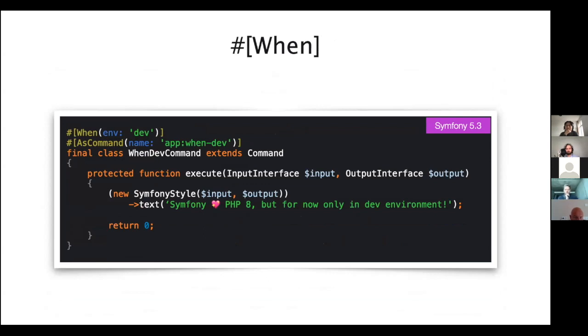The next thing is the When attribute, which is something you can use to define if some service or some configured service should be available in a specific environment. So here, for example, you see that this command is only registered, only configured for the dev environment. So in case you use this command in a prod environment, you won't be able to use it because it's not configured there. There is another feature which you can use in the YAML configuration, but I think Malte will talk about that later.